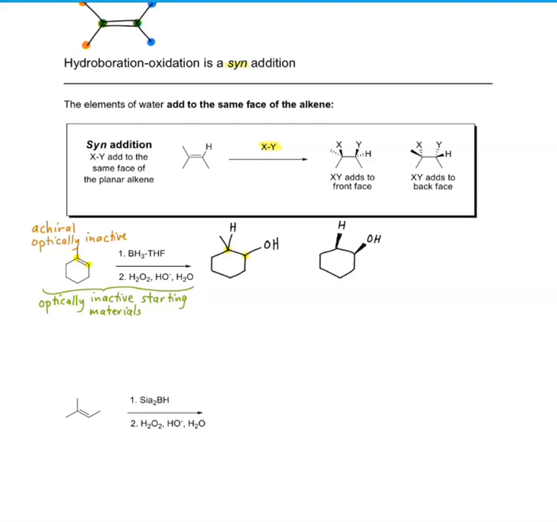But then the groups that are also attached to those carbons are going to get pushed back. So let me put in those details in my original structure so we can see where all that stuff comes from. So this would be the result if the H and the OH attached to the front face of the alkene.